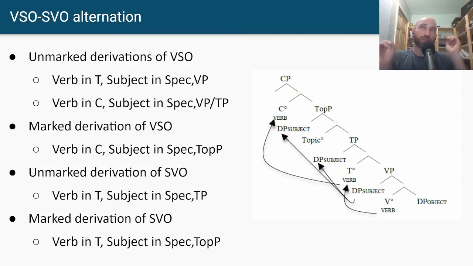And if you look at the tree, it allows us to derive all of the different orders that are possible in the language that we see in the data. So the basic idea is that we can have different spots for the verb, and when the verb moves, the subject may or may not move, and that will create a different order.